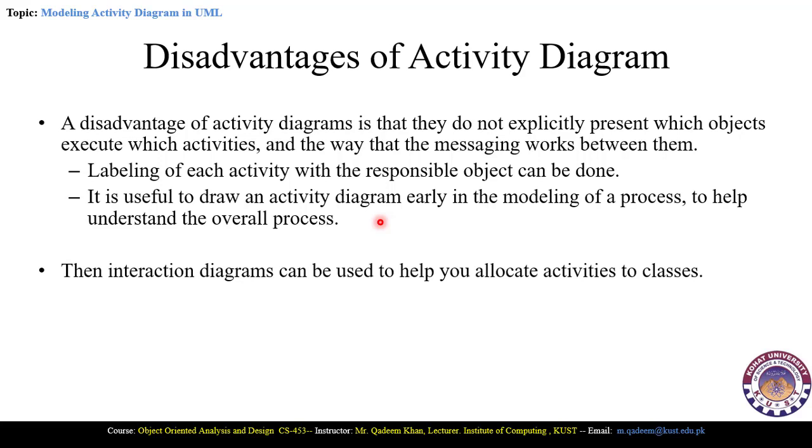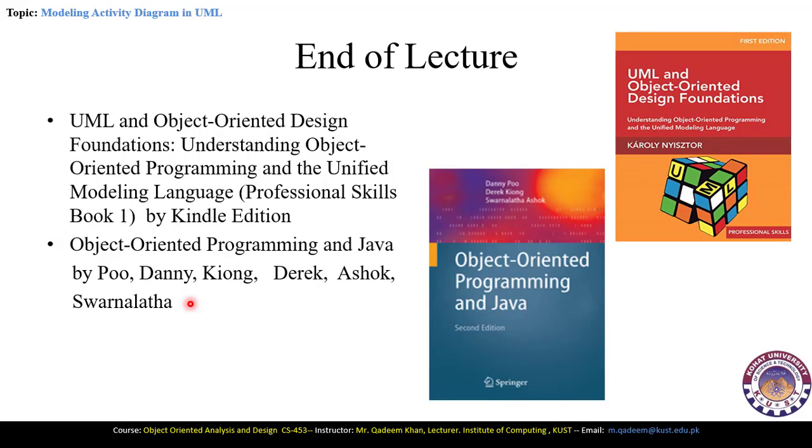Then interaction diagrams can be used to help you allocate different activities to the classes. In the interaction diagrams, we have multiple classes, and each class has certain activities, so we can use the interaction diagrams to allocate different activities to the classes.